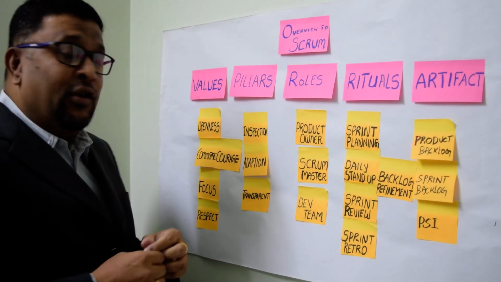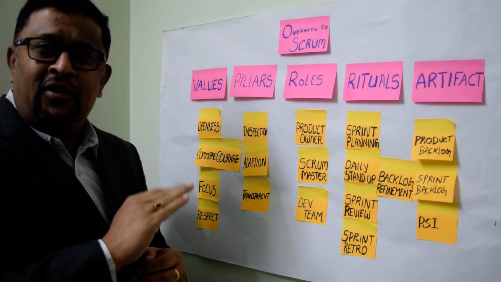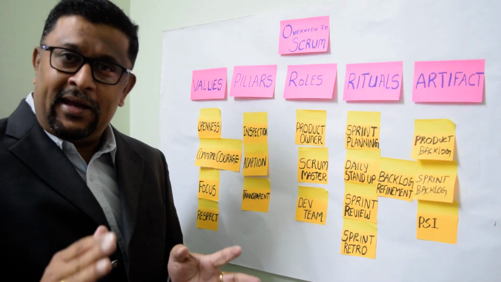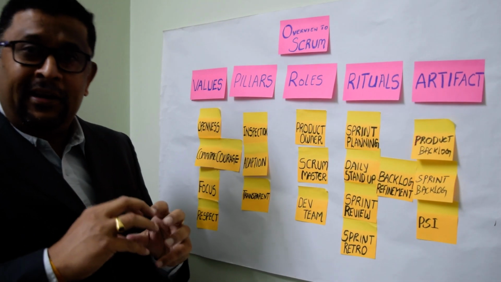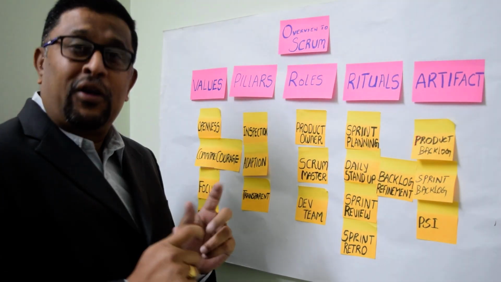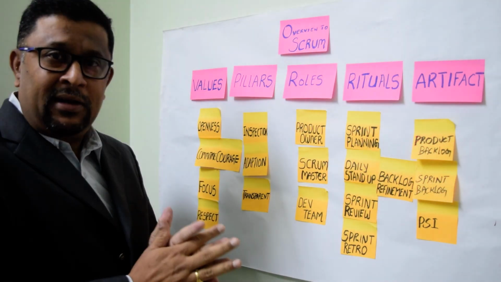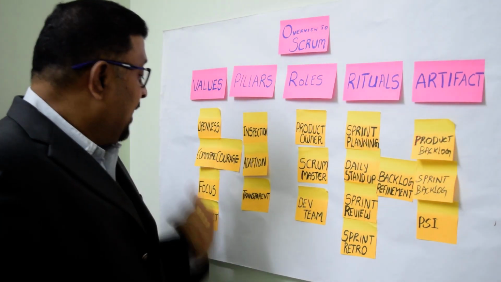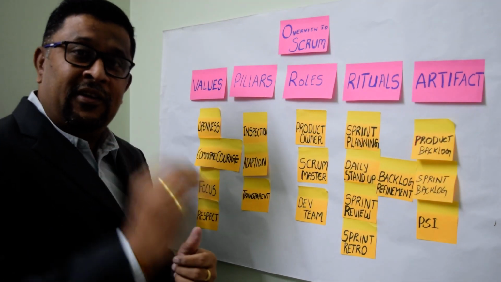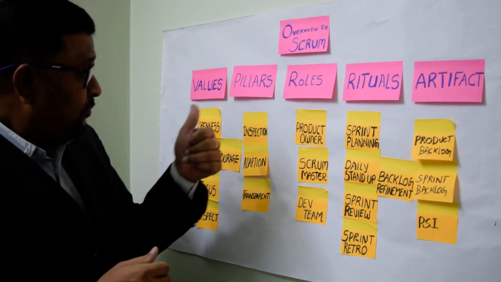And the fourth value is focus. You should do one task at a time. In Agile or Scrum, there is no room for multitasking. Why? Multitasking leads to a lot of context switching, which leads to a lot of non-productive shifting between the multiple tasks or projects. And the last value is respect everyone in the team. So you need to value everyone.